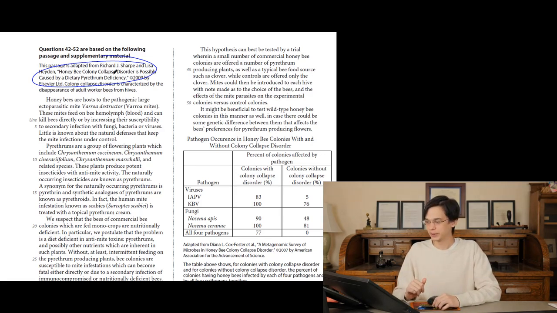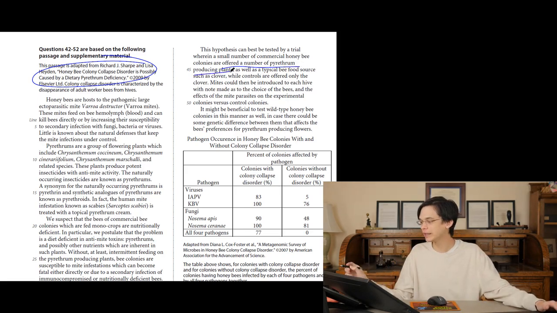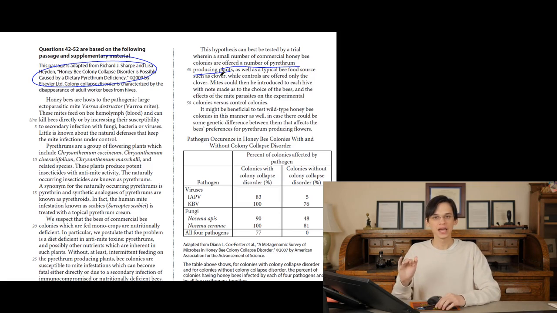What's the experiment doing? We are testing one group of honeybees, commercial honeybees, that are offered a number of pyrethrum producing plants as well as typical bee food like clover. So in addition to the clover, we're giving them pyrethrum. And what does pyrethrum do? It is an anti-mite compound that prevents bees from getting the varroa mite, which causes colony collapse or leads to it.